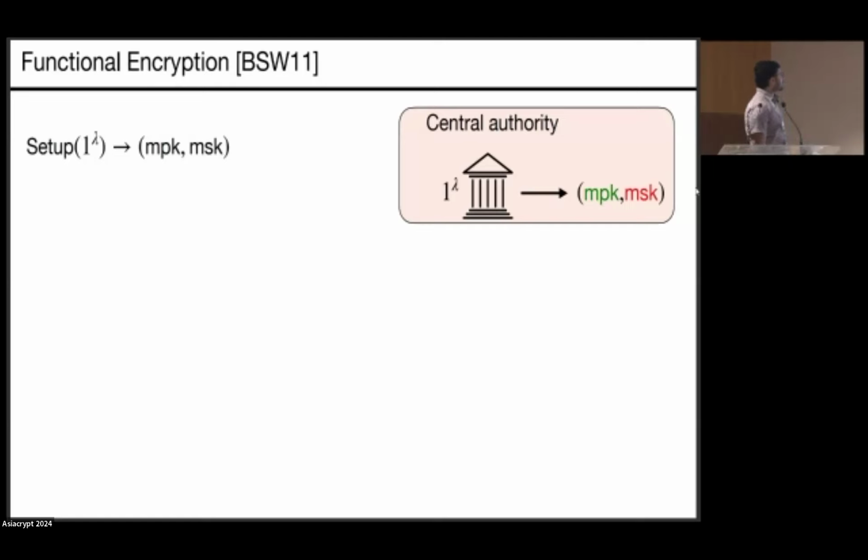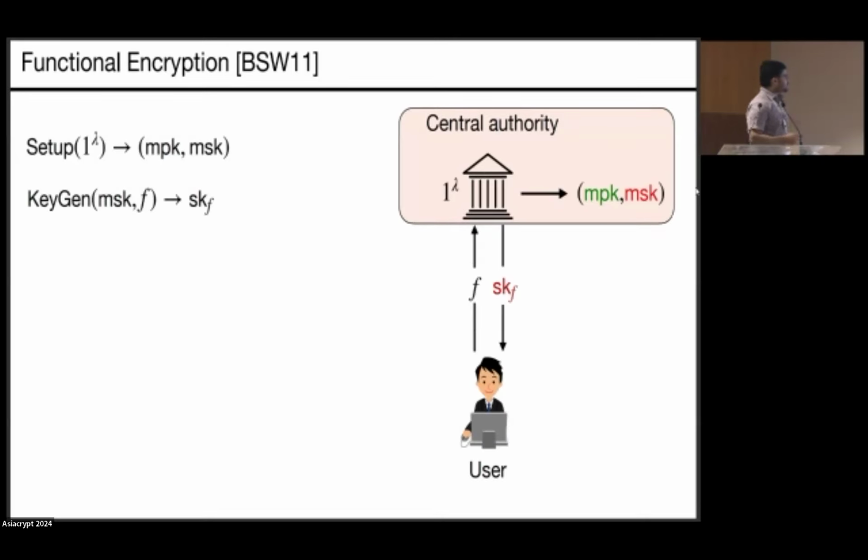Okay, so let's have a quick recap of function encryption. Function encryption is a strengthening of the usual public key encryption comprising the following algorithms. There is a central authority in the system who runs the setup algorithm with a security parameter as input, and it computes a master public key MPK and a master secret key MSK. Each user in the system sends a function to the central authority, who runs the key generation algorithm using MSK and computes the secret key SK_f corresponding to the function and sends it to the user.